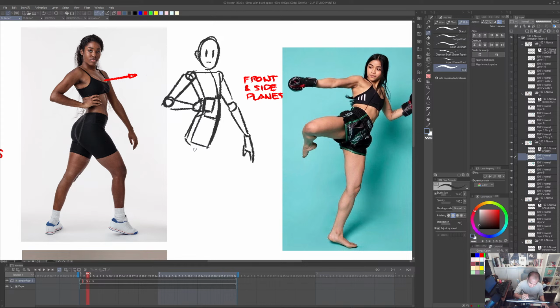And then for the legs, obviously, we're trying. So you see, this is a box, and then we can draw the leg over here.